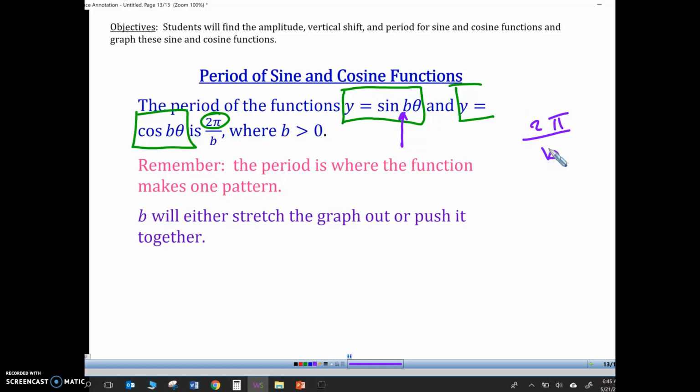Okay? So just a general rule of thumb here, if your b value is a fraction, if b is less than 1, you're going to get stretch. It's kind of counterintuitive, right? You would think if b is bigger, then that would stretch it out, right? It's kind of the opposite of vertical stretch or compression. So if it's a fraction, you'll get a stretch, and if b is greater than 1, what we get is a compression. It pushes it together. Okay, and we'll look at some examples right now.